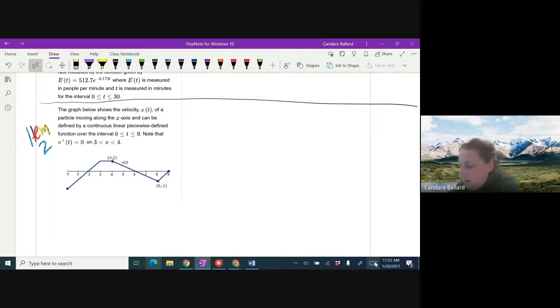So basically they're telling us that this isn't really representing velocity. What's it representing? The derivative of velocity. What's the derivative of velocity mean?